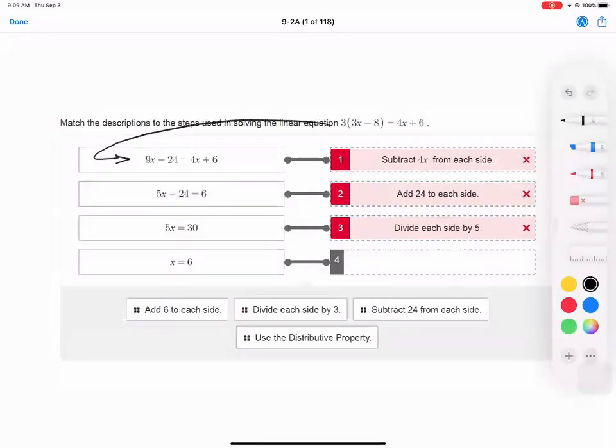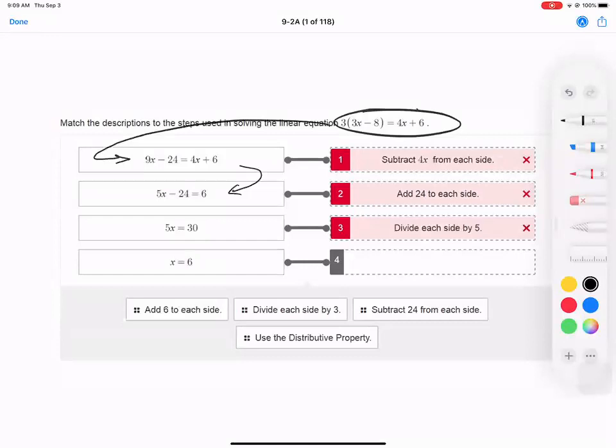So here are our options. We could subtract 4x, add 24, divide by 5, add 6, divide by 3, subtract 4, or use distributive property. Which of these operations got me from here to here? Now, did I subtract 4x to both sides to get there? No. Subtract 4x is actually, take a look here, my next step.